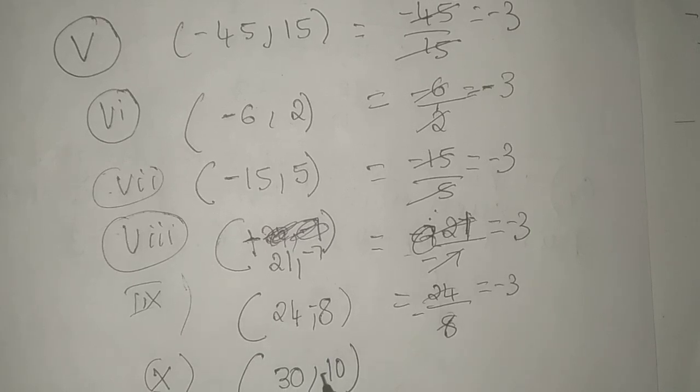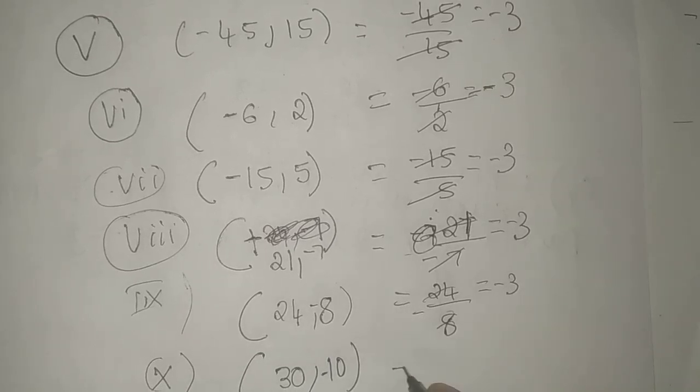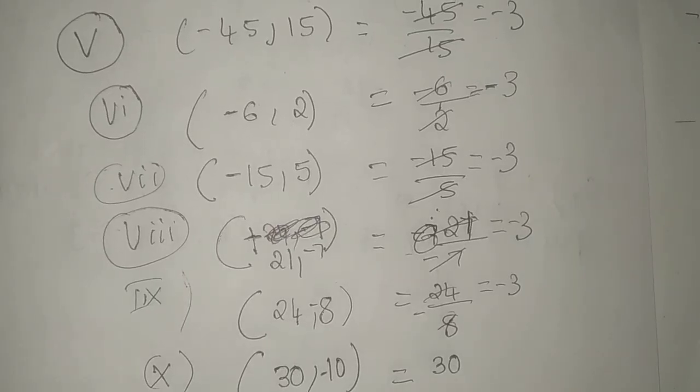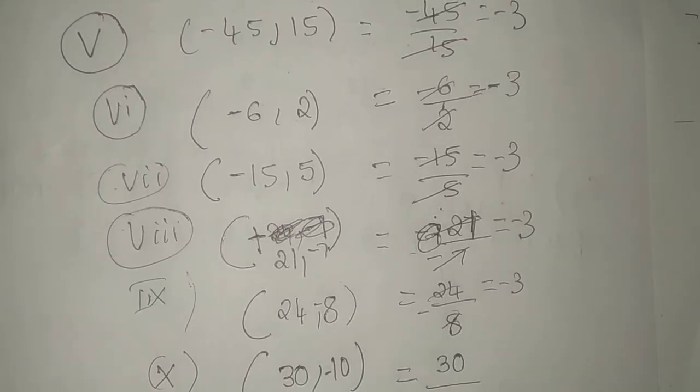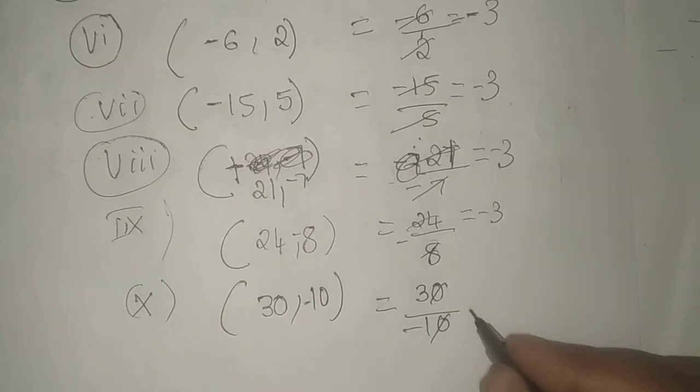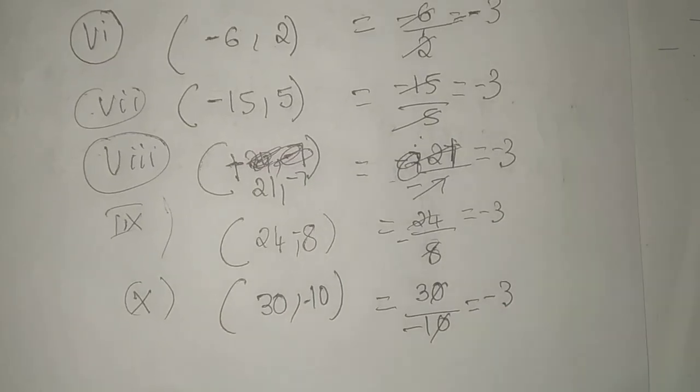I'll take minus here. So every time you have to take either a or b as minus. 30 by 10, the 10 cancels. 10 ones are 10, 10 threes are 30. So these are the few pairs we can write in the form of a, b, such that a divided by b is equal to minus 3.